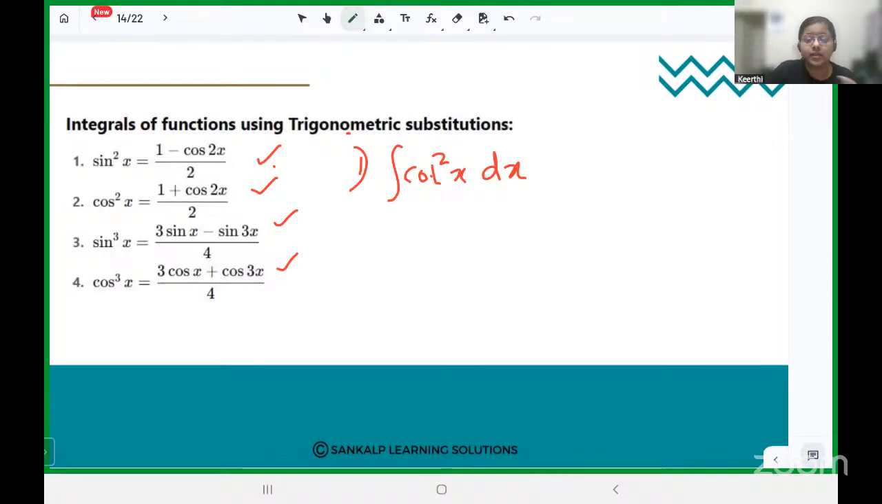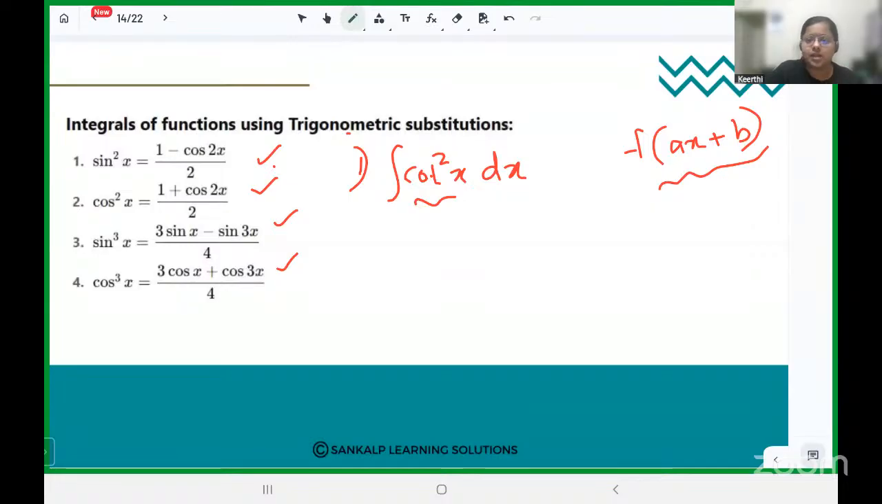Then think whether we can use the first type. If we have to use the first type, then the function should be of the form f of ax plus b. That is, the function should have a linear polynomial in the place of x. Here it is just a trigonometric function. So we can't apply that type. So it is not of the first type.